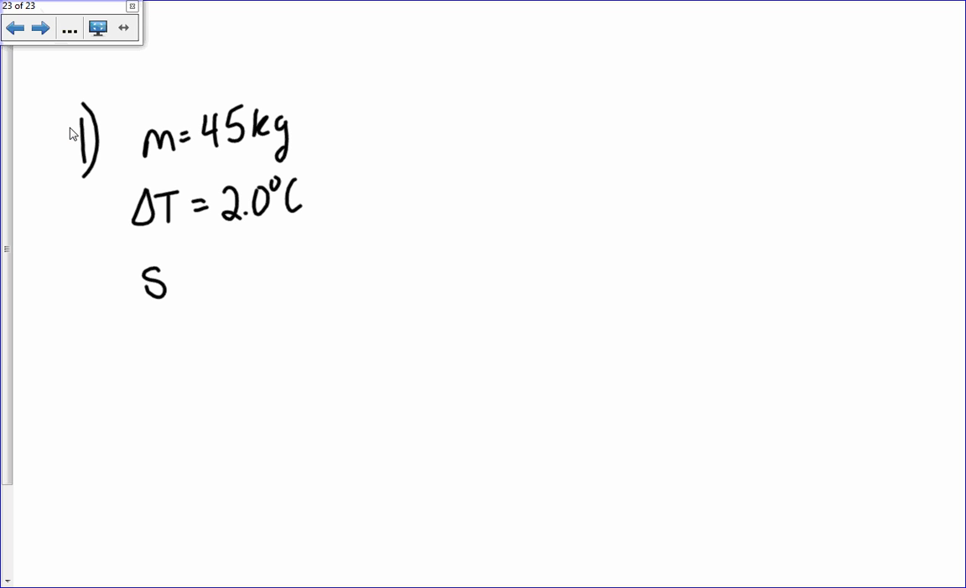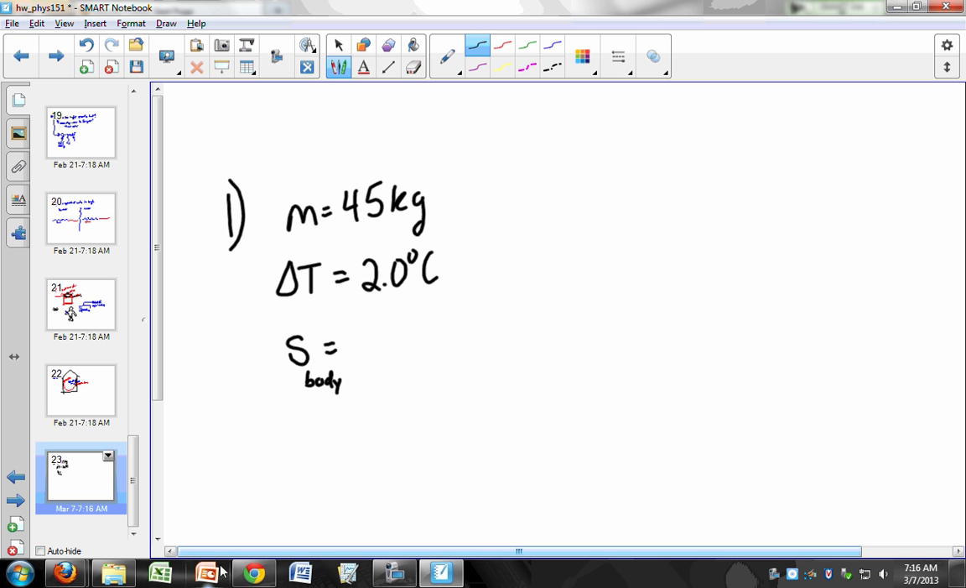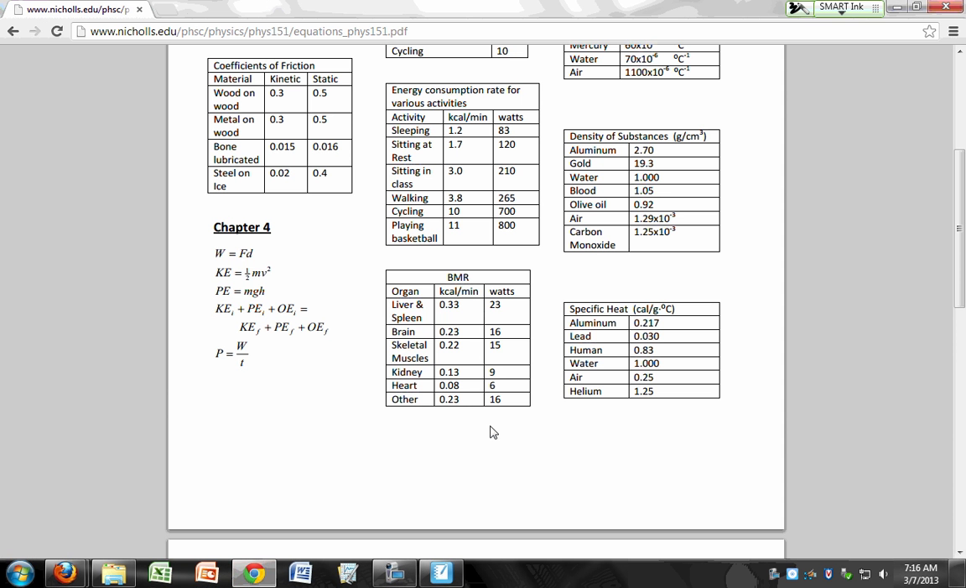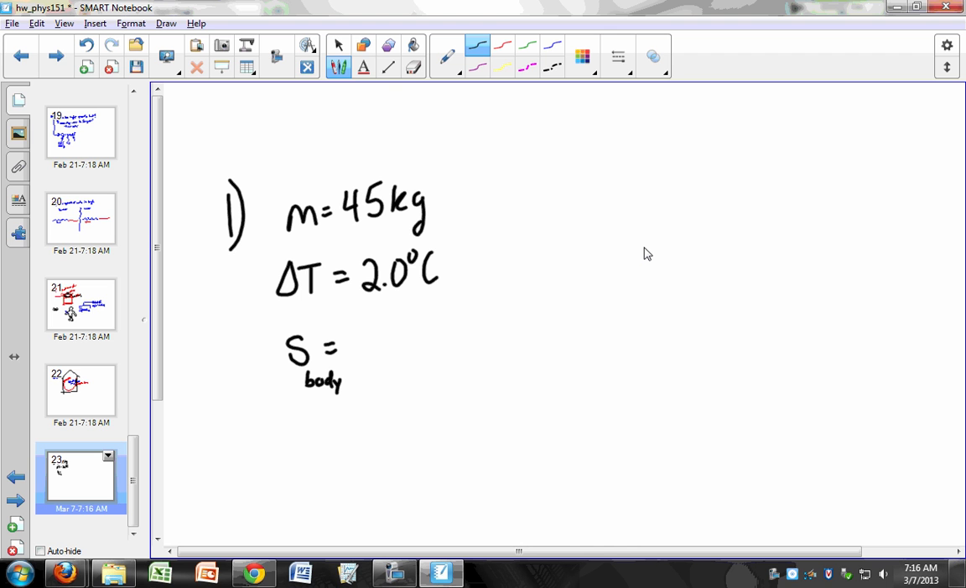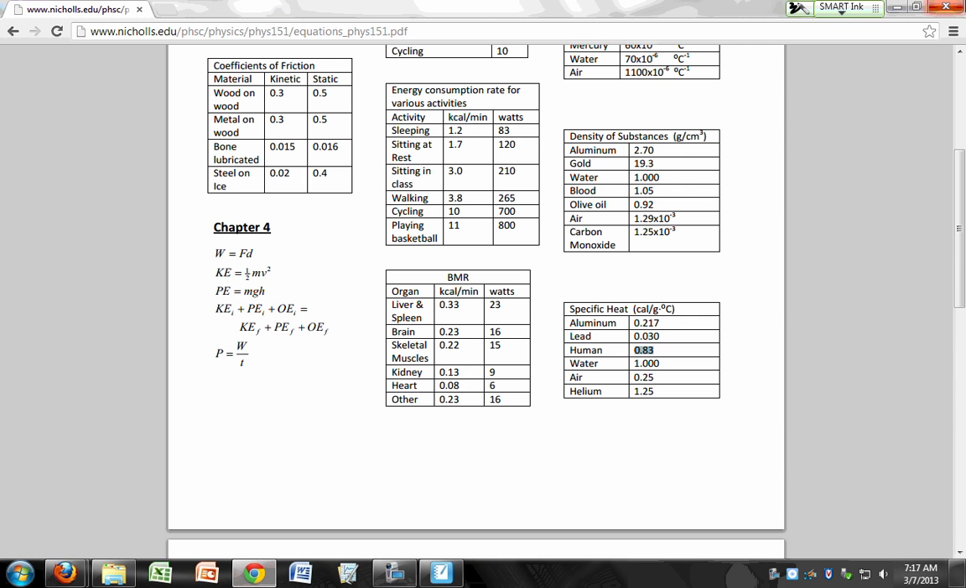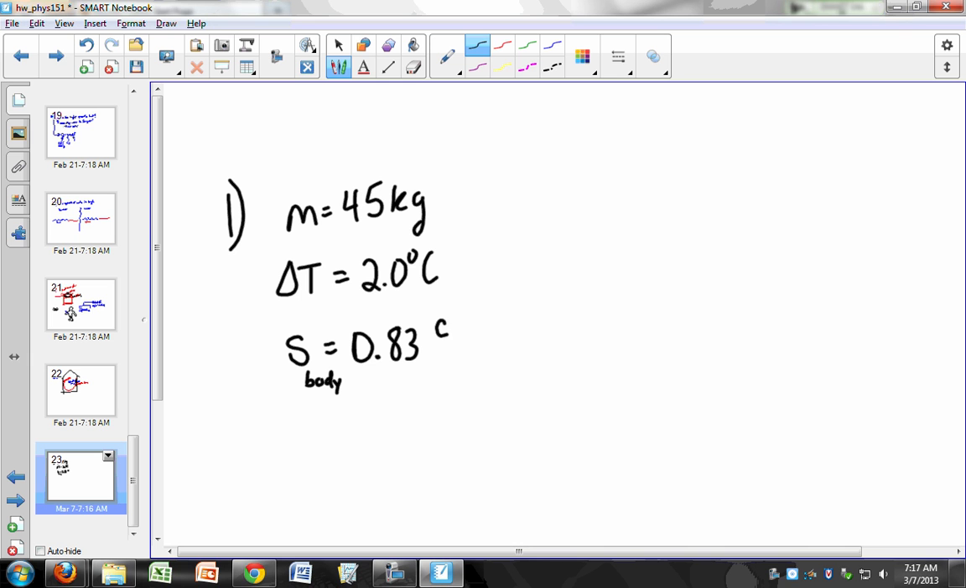I need to know the specific heat of a person, of their body. If you look on your table, there's an average specific heat for the human body. It's 0.83. The human body consists mostly of water. Specific heat of water is 1, so you'd expect it to be close to that. So 0.83. Check the units on that: calories per gram degree Celsius.